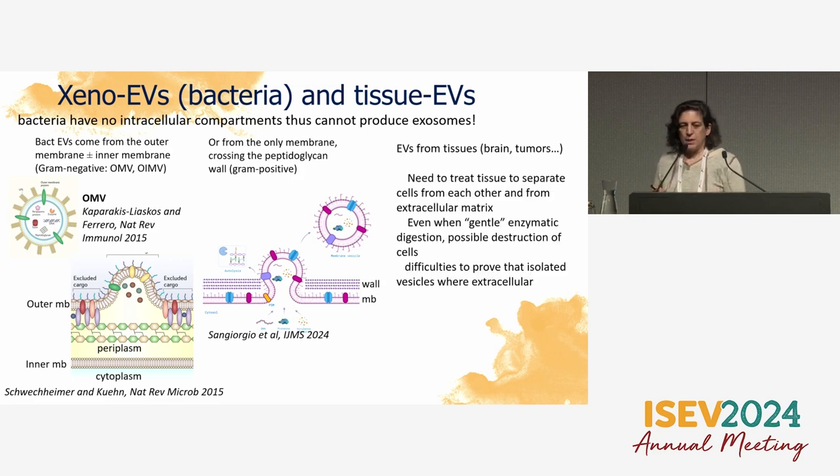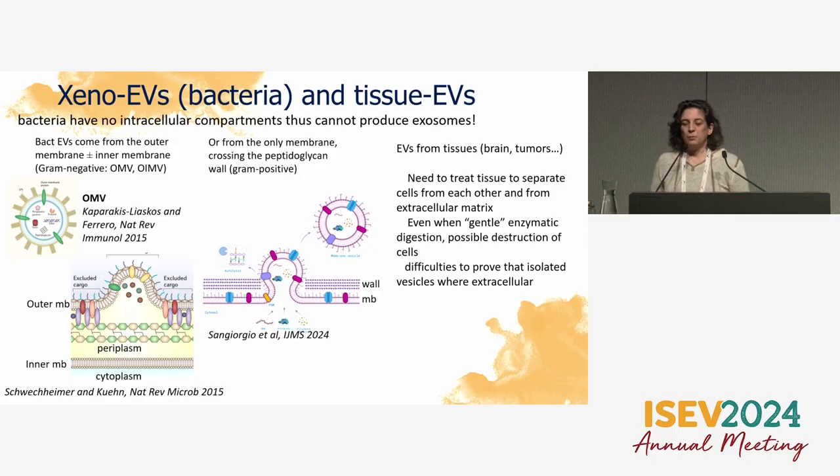And another aspect I just wanted to mention in this slide is that when you isolate EVs from intact tissues, from eukaryotic tissues generally, you need to treat the tissue to separate the cells from each other and from the extracellular matrix.